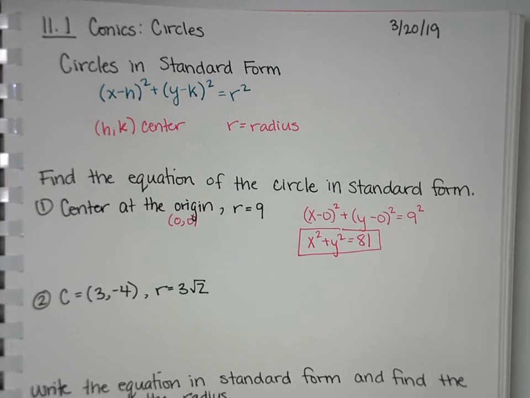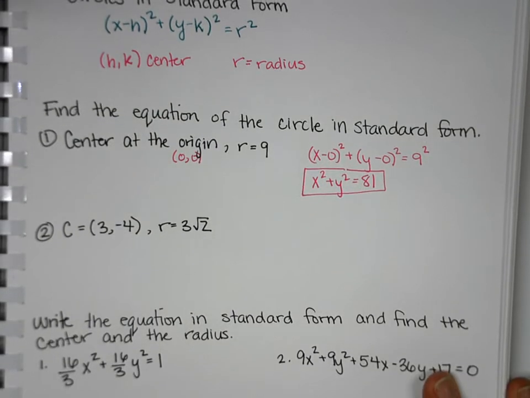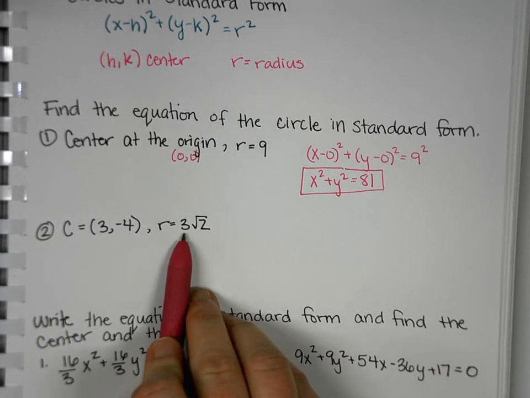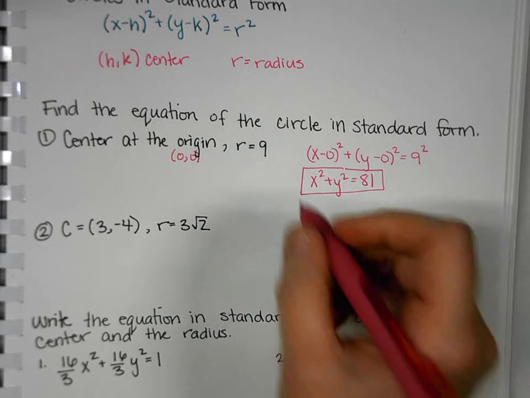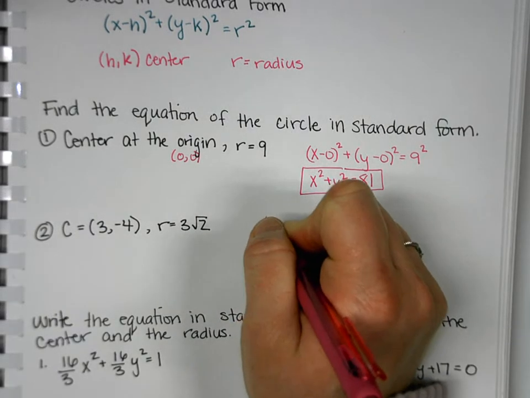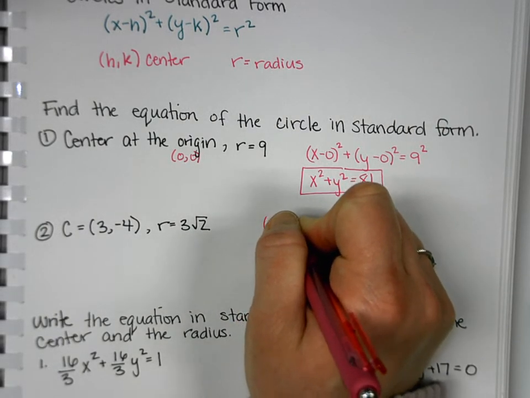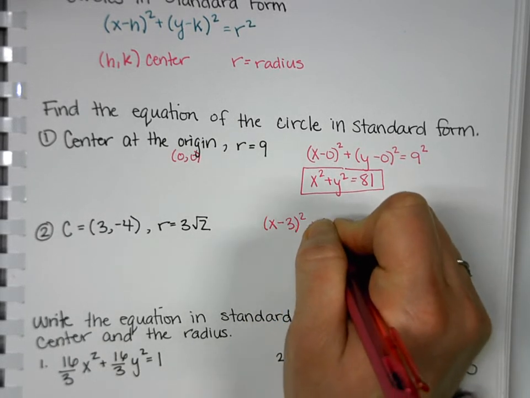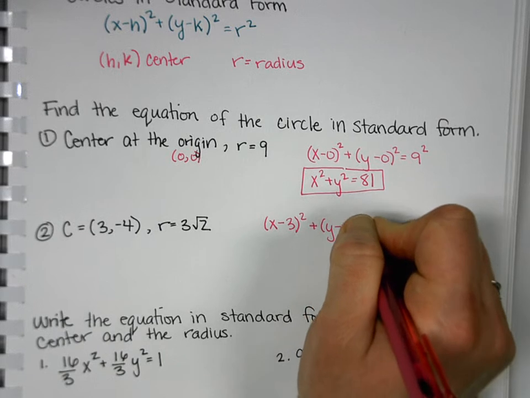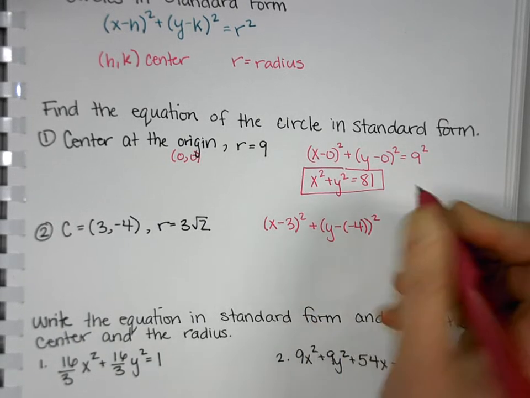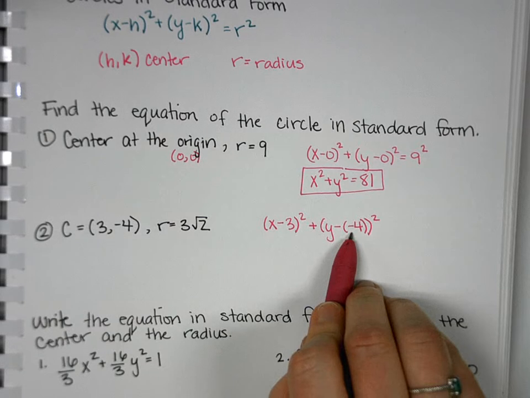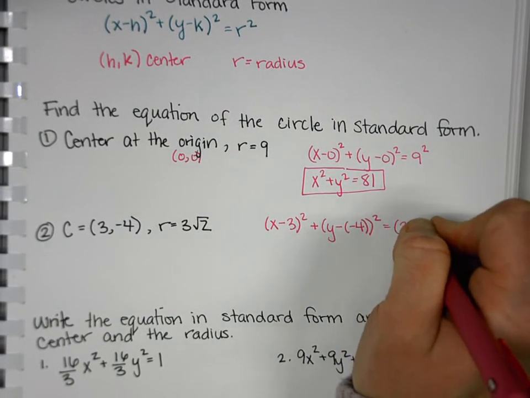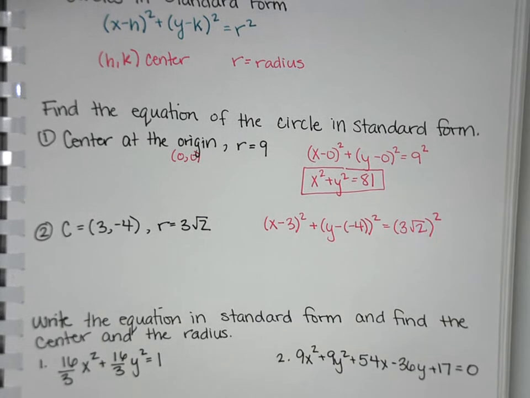When you have something like number 2, where we have an ordered pair for our center, but our radius isn't a nice whole number, how do we go about that? So again, we start (x minus h) squared plus (y minus k) squared, and yes, you'll have a double negative, and we'll simplify that away later, equals (3 square root 2) squared.